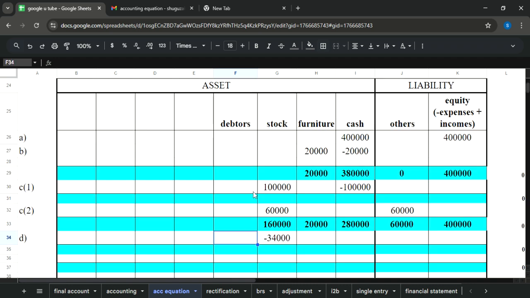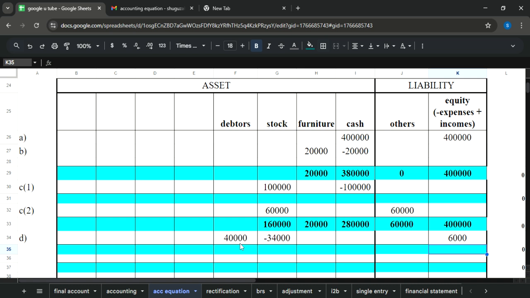It means you will be receiving 40,000 from your debtor. Now again, you have sold these commodities costing 34,000 to your debtor for 40,000. It means the remaining is your profit. Profit is your income. Income would be placed over here. How much income? 6,000. The difference of 34 and 40,000 would be written over here, 6,000.